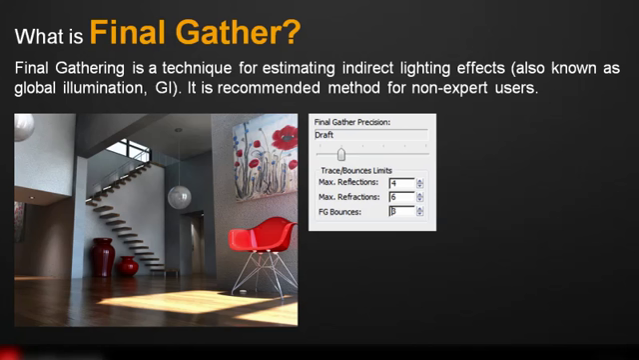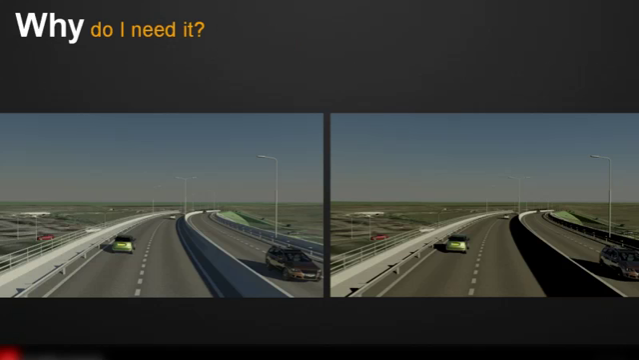You can also achieve GI or global illumination by using photon tracing or a combination of the two. But final gathering is the recommended method to simulate indirect lighting or global illumination for non-expert users. Final Gather is basically the recommended method for AEC users because this method will give you photorealistic results and manageable rendering time. Now, why exactly is it that you need Final Gather?